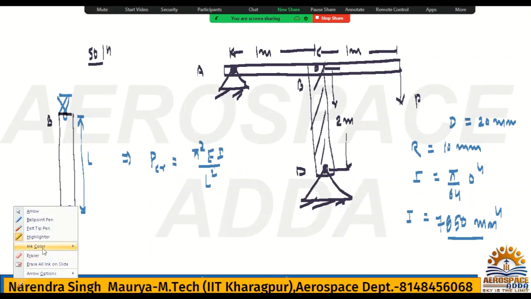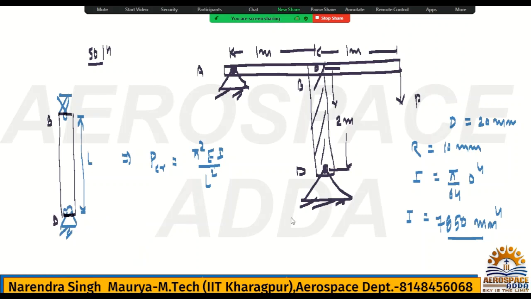Now this column is hinged at this point. This portion A, B, and let's say C, A, B, C will be treated like a beam because it's a horizontal structure member, and BD is a column. So here the overall reaction you may get, I can say this reaction is nothing but RD.